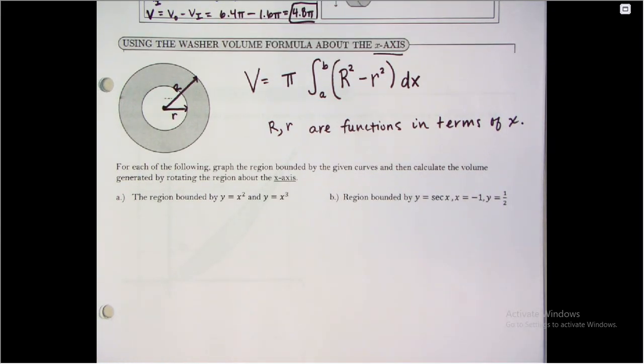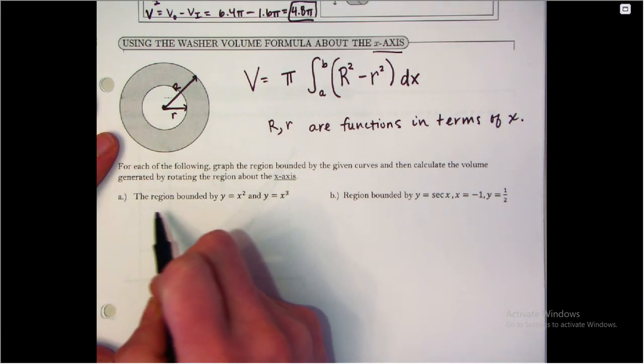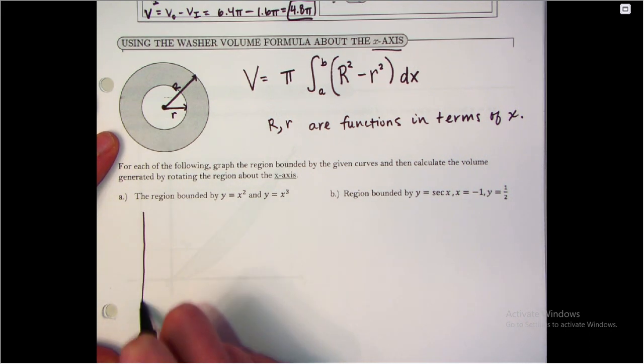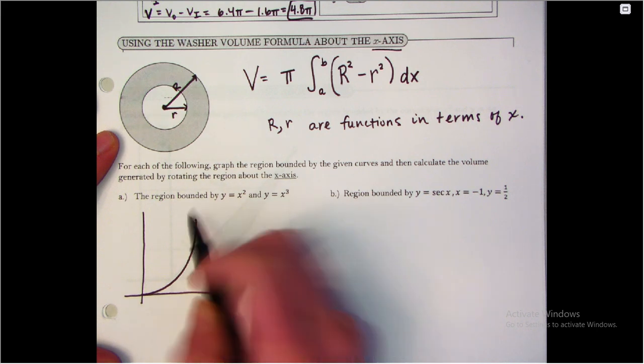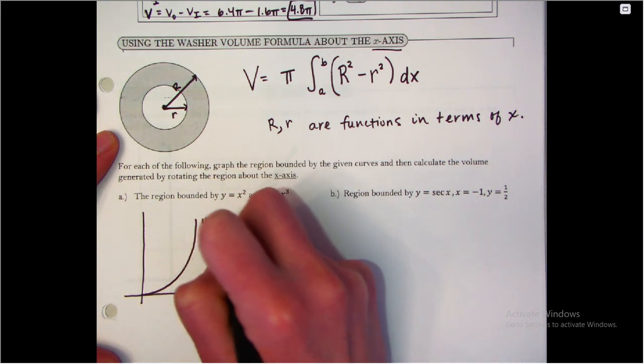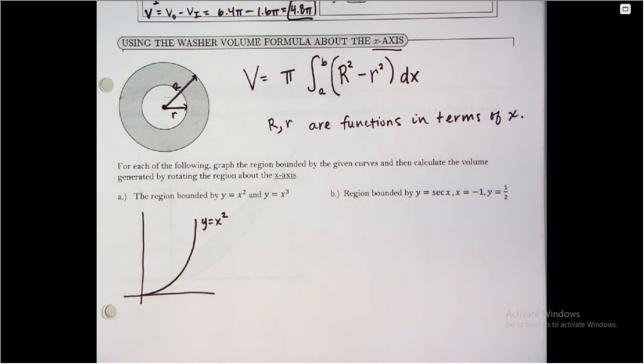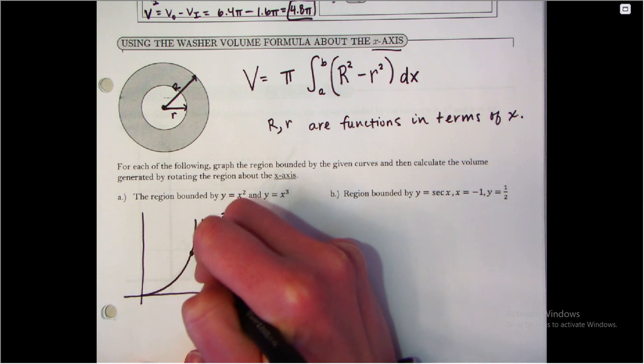So let's try some. Let's sketch out the first region. We want to start with the region bounded by y equals x squared. I'll give you a hint: it works out to be in the first quadrant. So here's y equals x squared. And if you were to plot y equals x squared and y equals x cubed, they are pretty close to each other. Let's think for just a moment what happens, right? At (1, 1), they would have the same values.